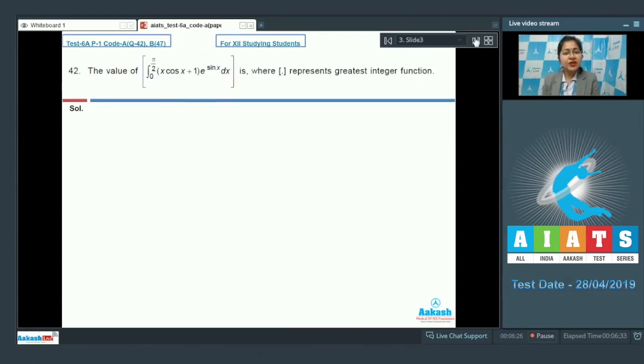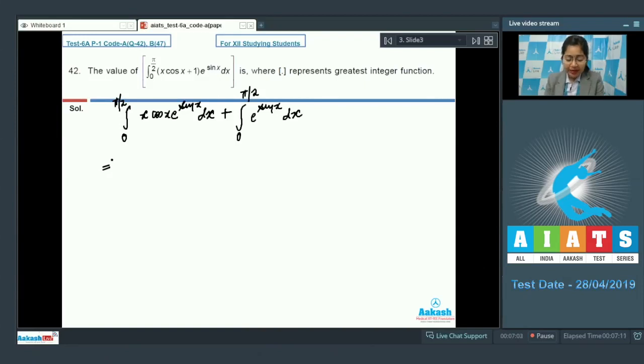Now let's move on to the next question, that is question number 42, which says that the value of the integral from 0 to pi by 2 of (x cos x plus 1) into e raised to the power sin x dx, we have to find its greatest integer, right? So basically, firstly let's find the value of the integral from 0 to pi by 2 x cos x into e raised to the power sin x dx. Let us split it into two integrals, plus 0 to pi by 2 e raised to the power sin x dx. Let us firstly find the value of these two integrals.